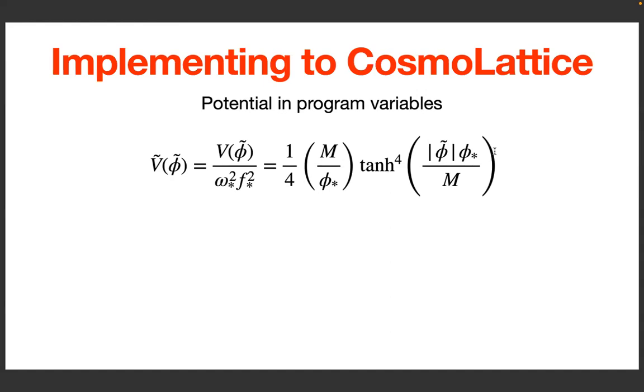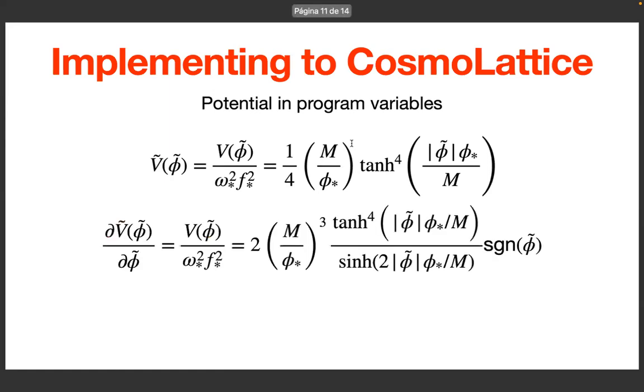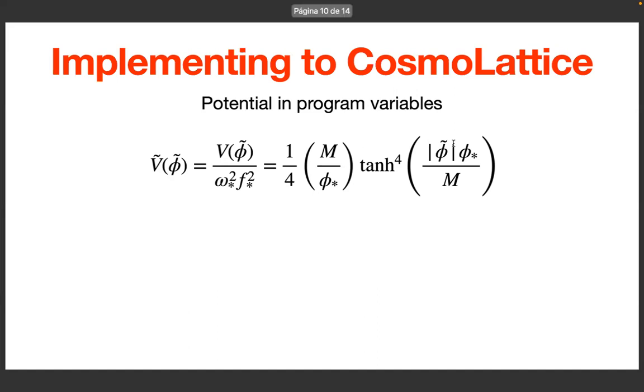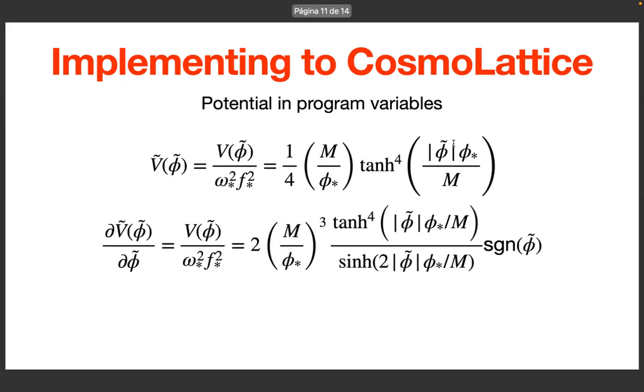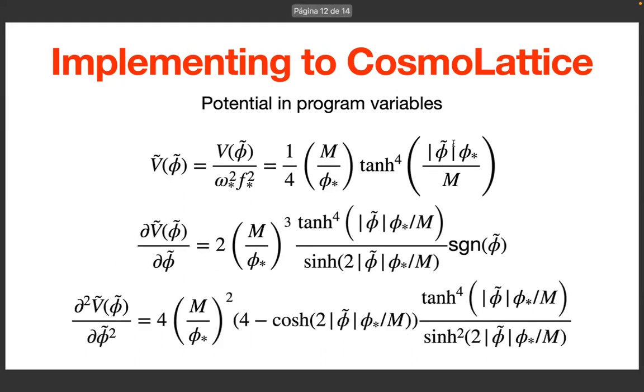I will just write down my potential in its program variables. As you remember, for the potential we now have to normalize this by omega_star squared and f_star squared. And I guess there is a typo here because I'm missing a 4th power here. Yes, I'm missing a 4th power here. Sorry for the typo. And then basically what you should do now is take the first derivative with respect to the field and the second derivative with respect to the field.